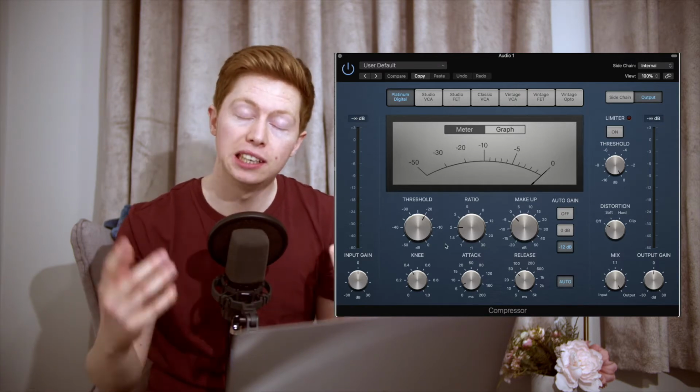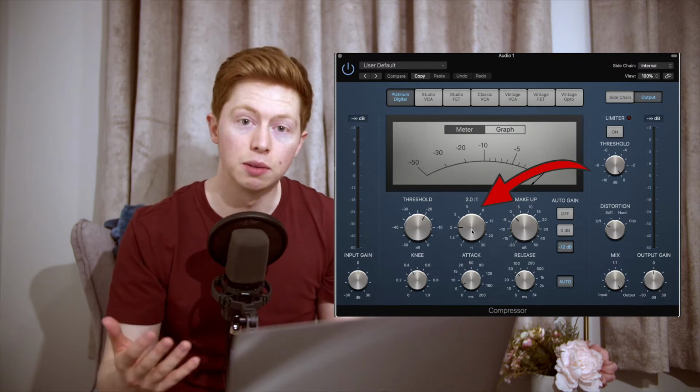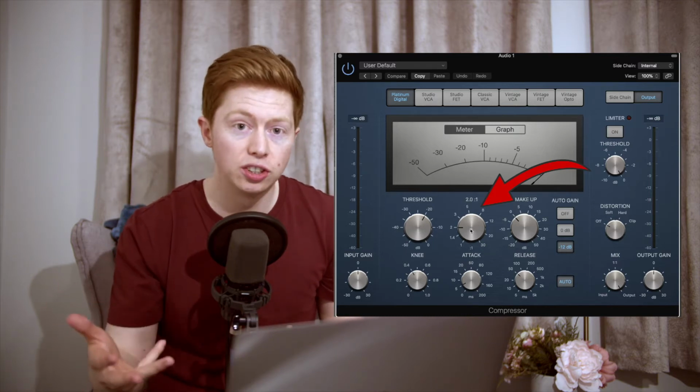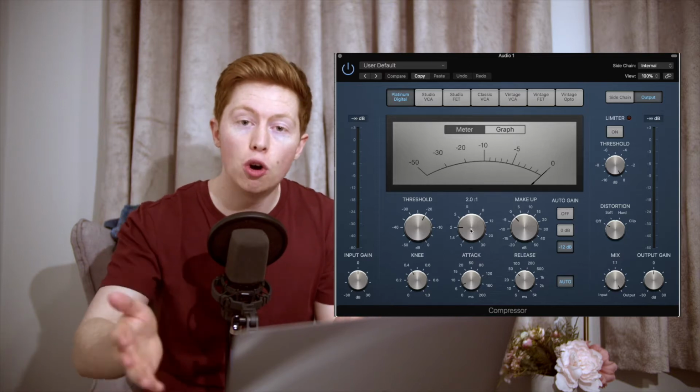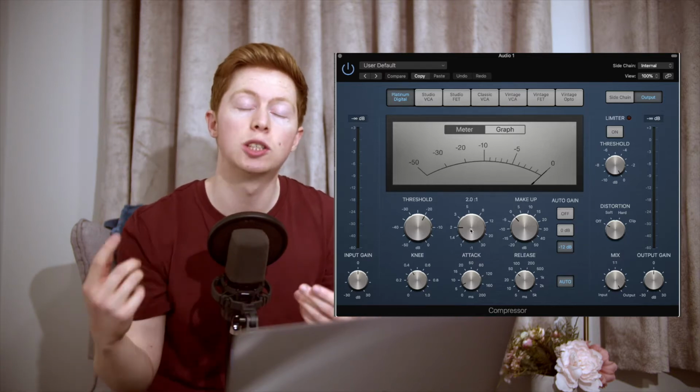The next parameter we need to look at is ratio. We have 2:1 here at the minute. So what does 2:1 mean in a ratio? 2:1 ratio would mean for every 2 decibels our input level goes over the threshold, 1 decibel will be let through. So let's look at some examples of this ratio.